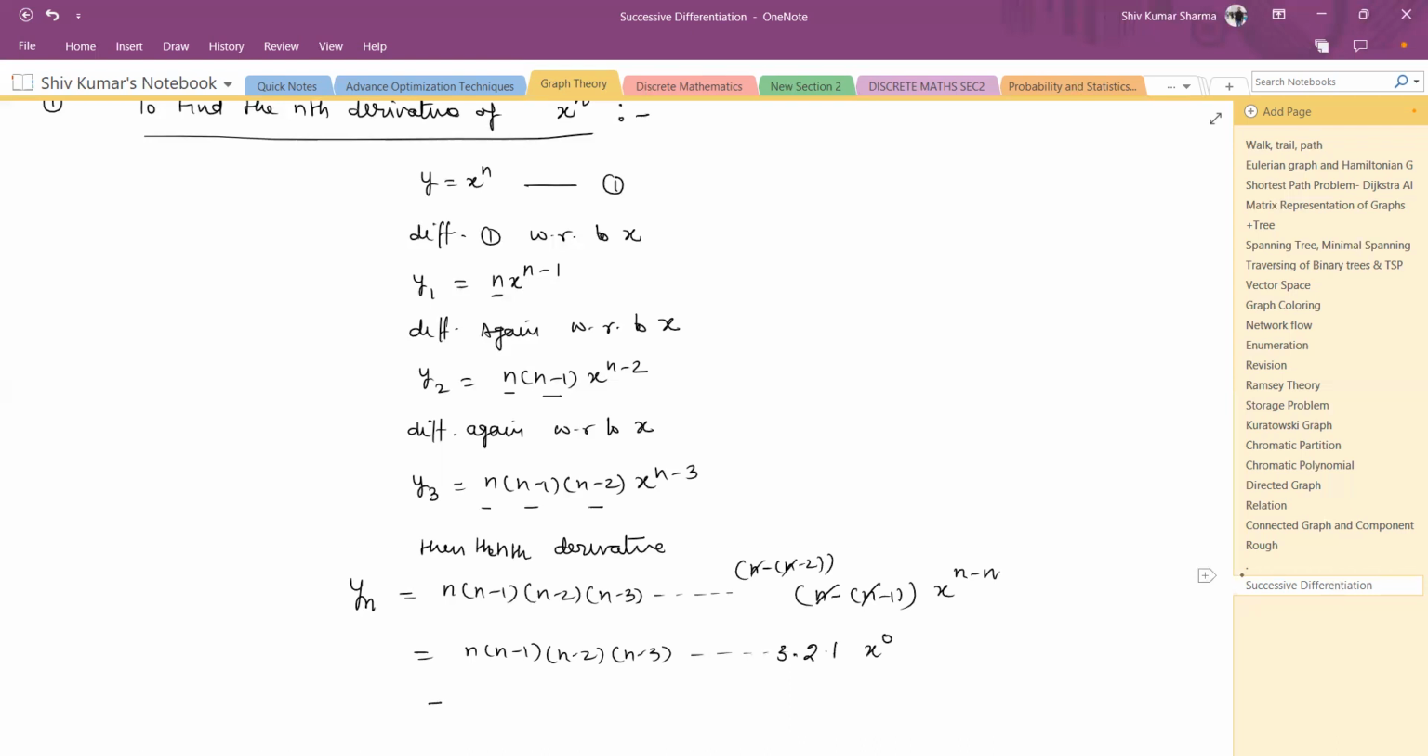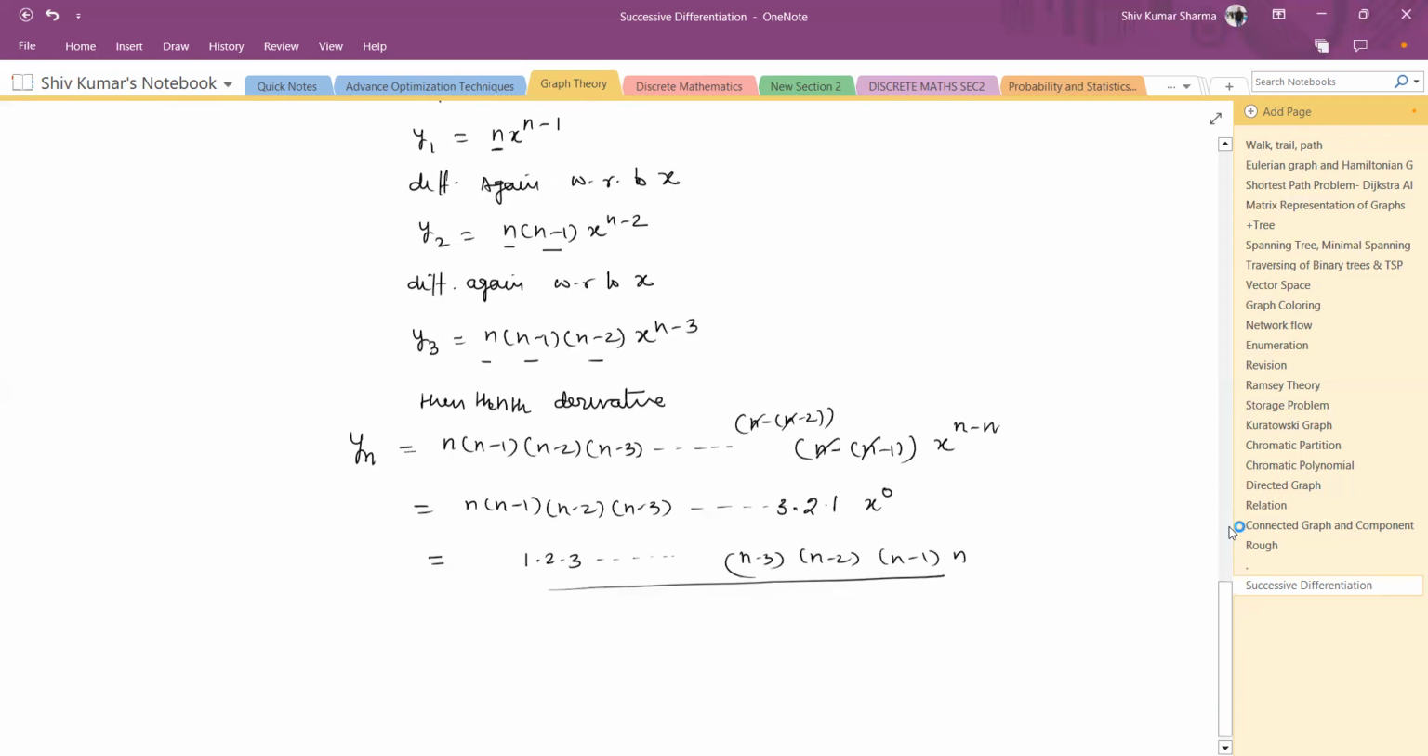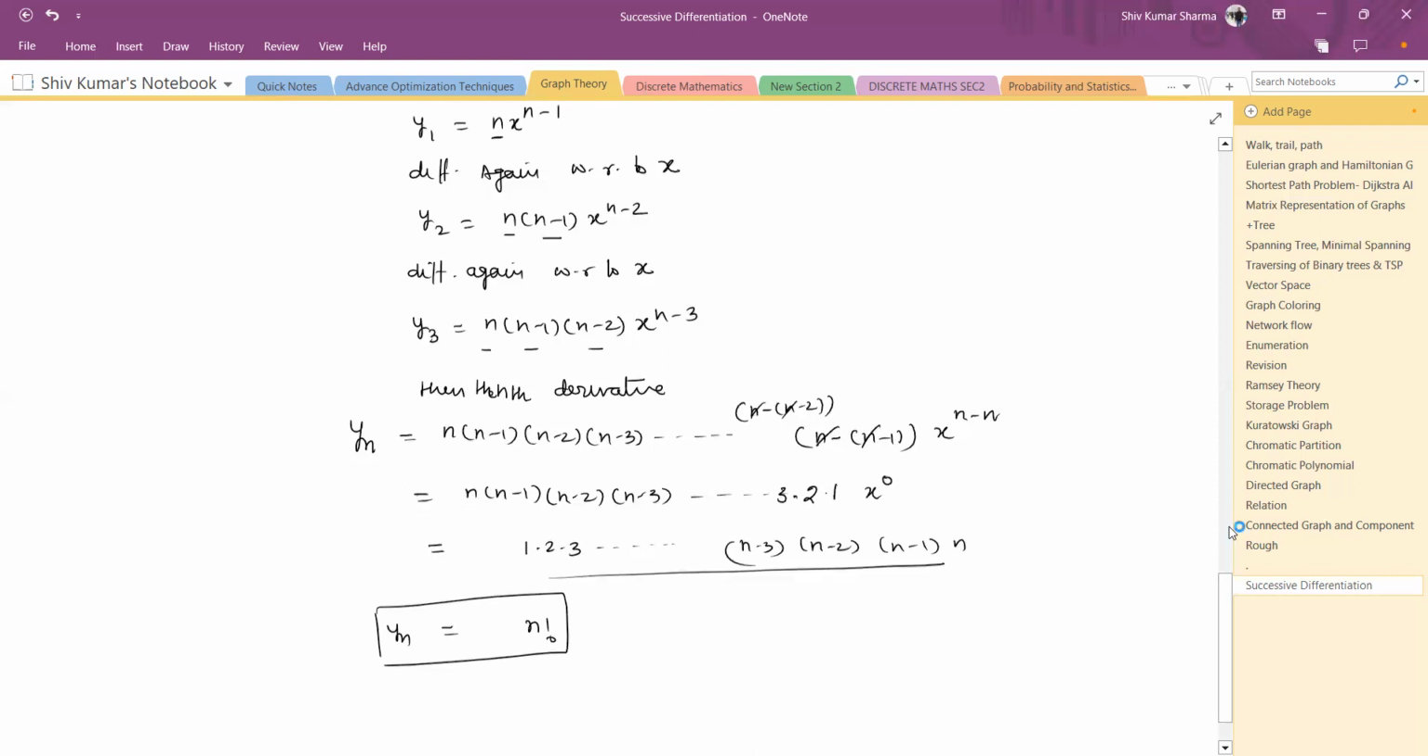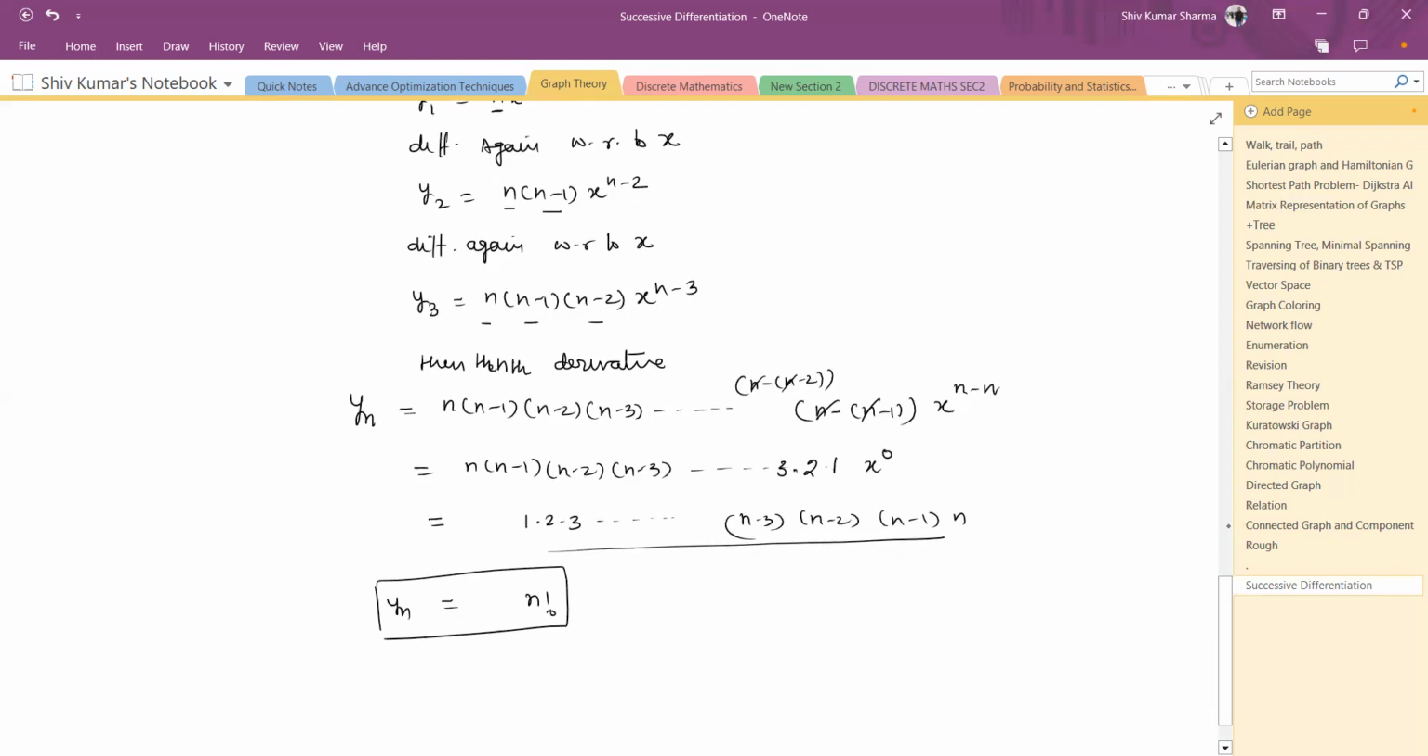We generally write this as n, n minus 1, n minus 2, n minus 3, and so on down to 1. So this is the factorial, the factorial value of n. So we see that the nth derivative of x raised to the power n is equal to factorial n. That means d^n over dx^n of x raised to the power n is equal to factorial n. Okay, so thank you.